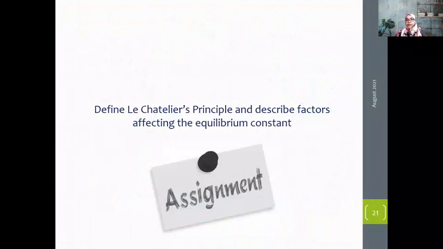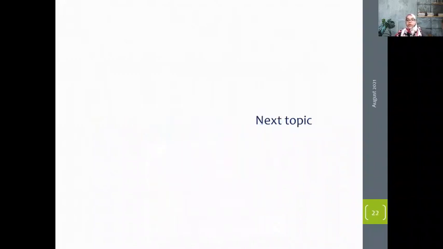Okay, for the last, before we end it, to test your understanding, as an assignment, define Le Chatelier's principle and describe the factors affecting the equilibrium constant. For the next topic, we're going to learn about flow sheeting using UniSim.